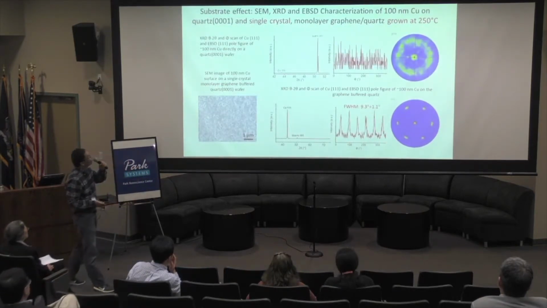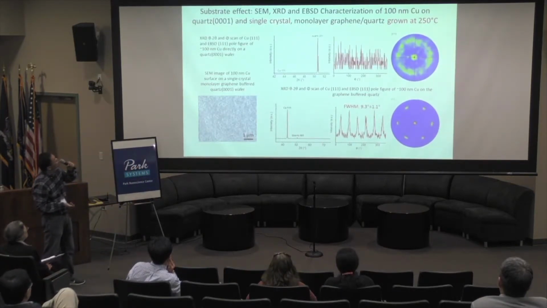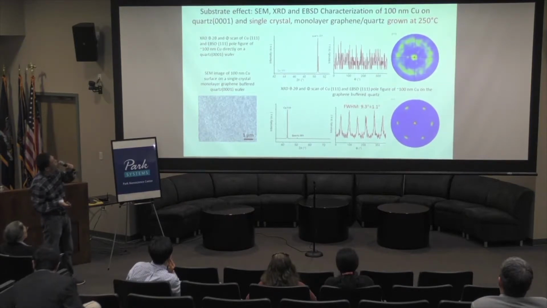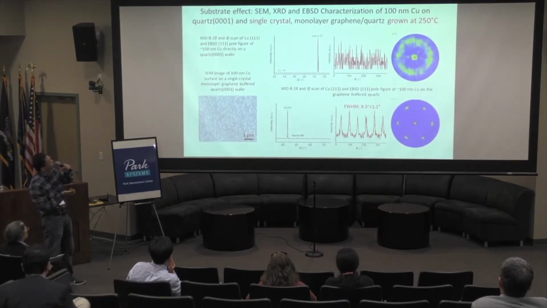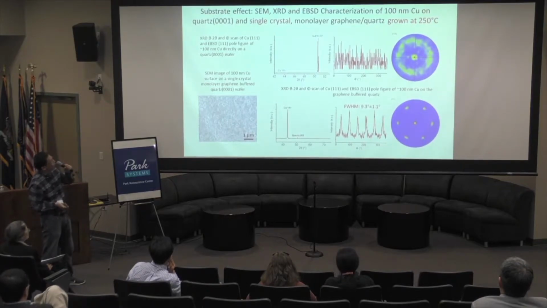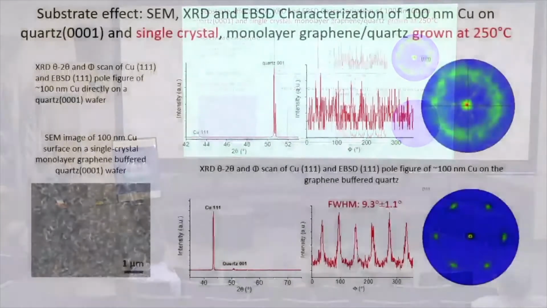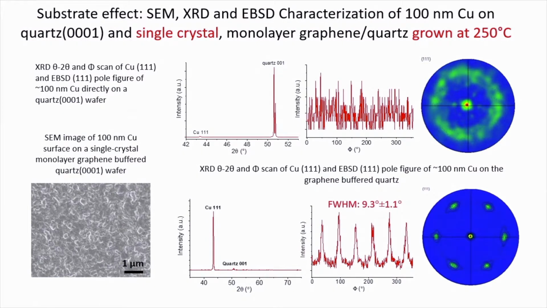So we also want to know if there's a substrate defect. So we grow the 100 nanometer copper on the quartz 001 substrate, a crystalline silicon oxide substrate. Basically, we can see that the copper grown directly on the quartz substrate has a weak fiber structure. But after we put the graphene on it, the result is similar to the one in the previous slides.